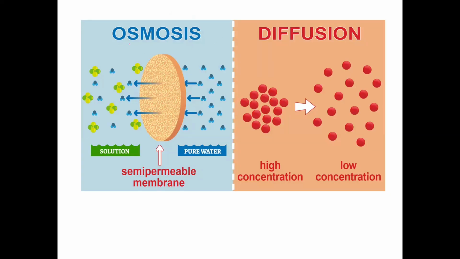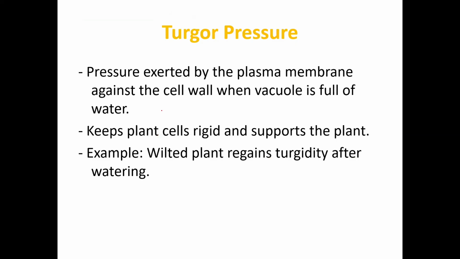Look at the difference between osmosis and diffusion. Diffusion is high to low movement of gaseous molecules, whereas osmosis always moves from high to low through a semi-permeable membrane. Come on to the next topic, turgor pressure.